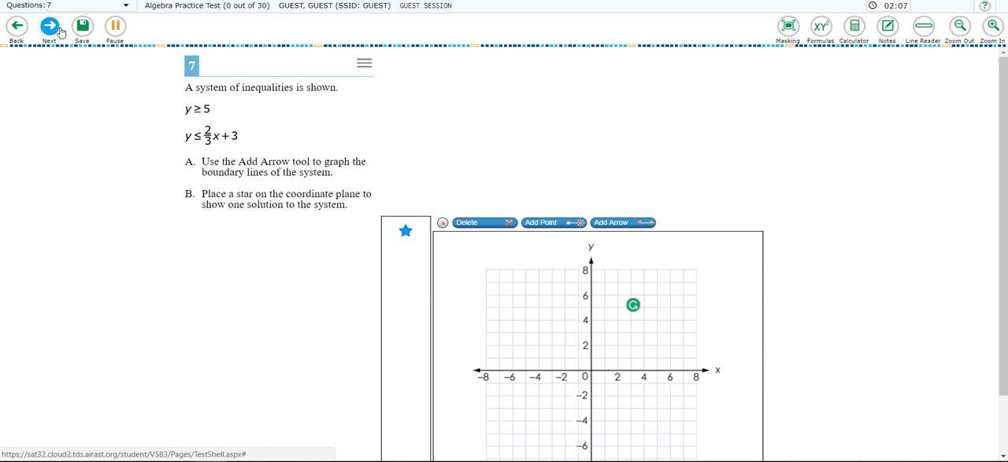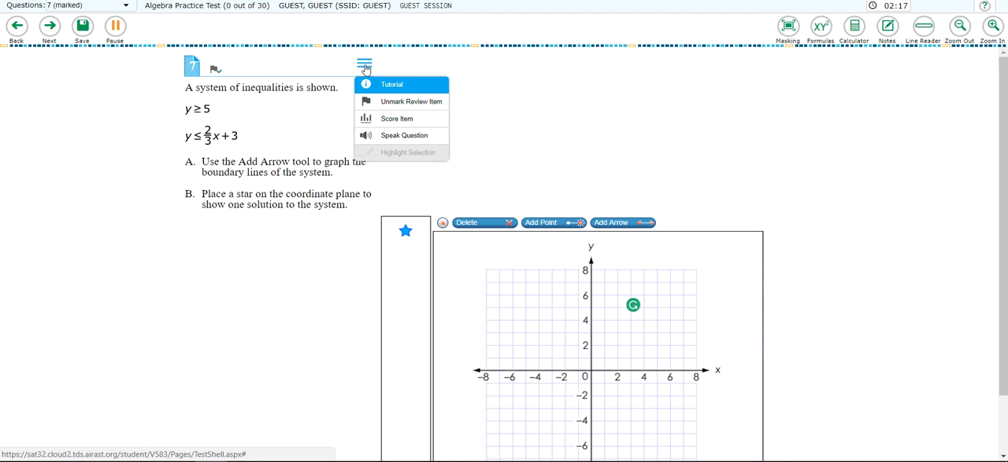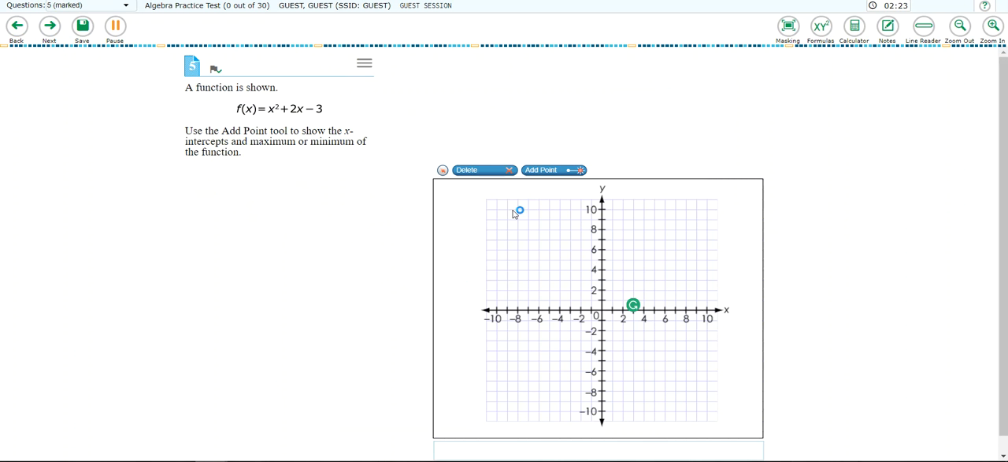And it looks like this one right here, we can also graph this one right here. So, okay, I'm going to mark it for review. So, just showing you how to use that mark for review option. Now let's go back to number 5.